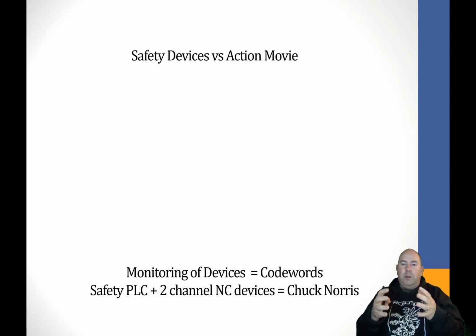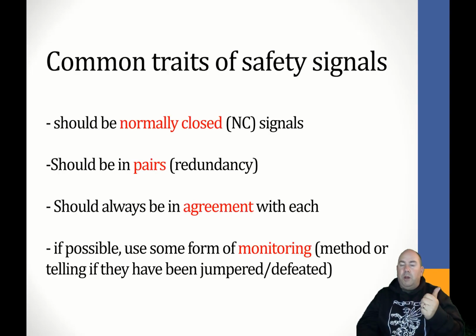And then the ultimate situation, the Chuck Norris of these situations, would be using a safety PLC with all two-channel, normally closed devices. That gives you freedom to solve pretty much any problem you want with a safety system. And that is the way most systems are done today. So common traits of safety signals: they should be normally closed. They should be used in pairs for redundancy. There should always be agreement between each of those signals when you're using a redundant pair. And if possible, there should be some form of monitoring or method of telling if something has been jumpered or defeated.